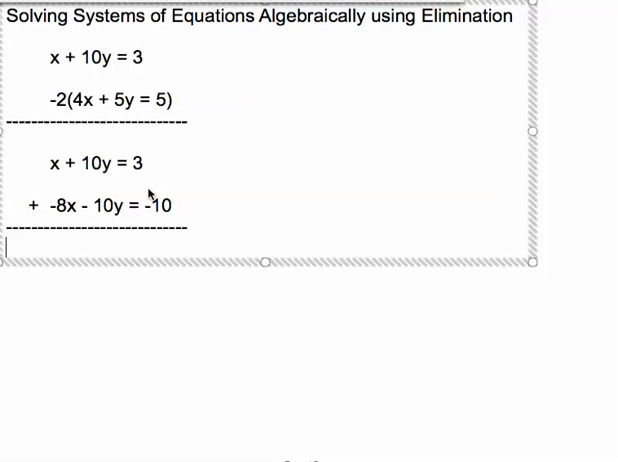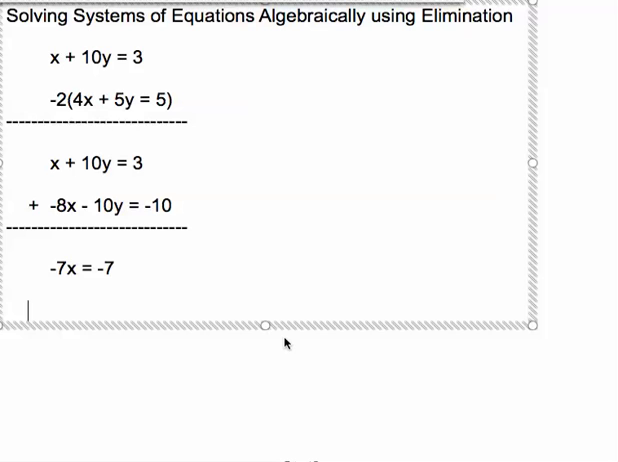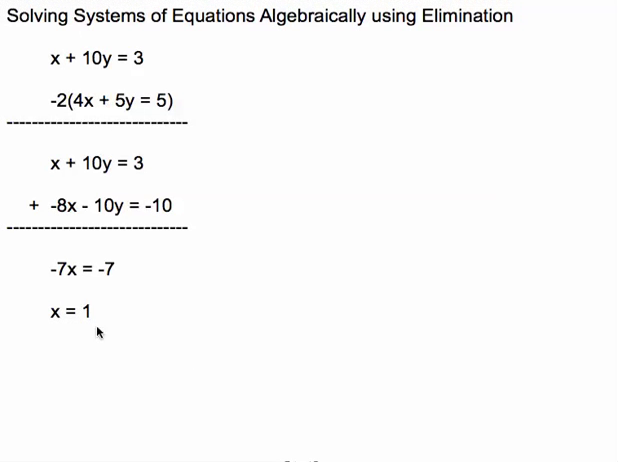Remember, the whole point of elimination was to eliminate a variable. So when I add x plus negative 8x together, I end up with negative 7x. The 10y's add to 0. And 3 plus negative 10 is negative 7. And when you divide both sides by negative 7, you end up with x equals 1. So that's part of your solution right there.